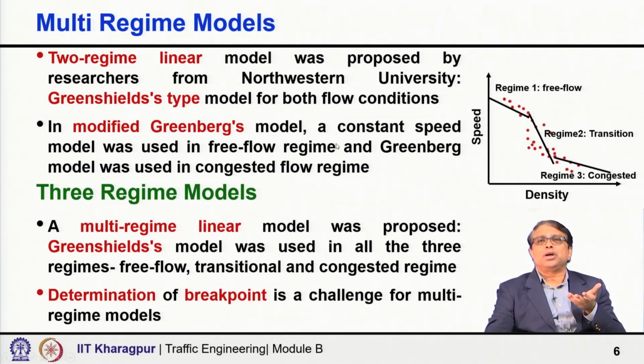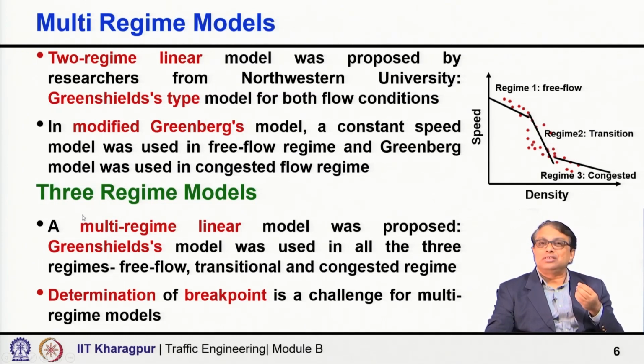In modified Greenberg's model, a constant speed model was used in free flow regime, and Greenberg's model was used in congested flow regime. That was another attempt to explain the speed density relationships considering two regimes. Similarly, further development also happened.